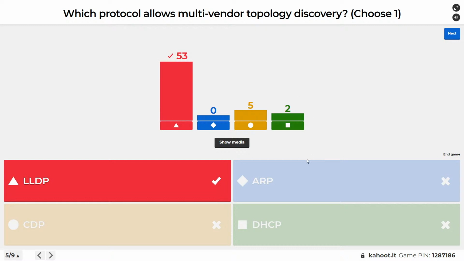All right, LLDP is fantastic for inter-vendor topology discovery because it's not proprietary to Cisco.